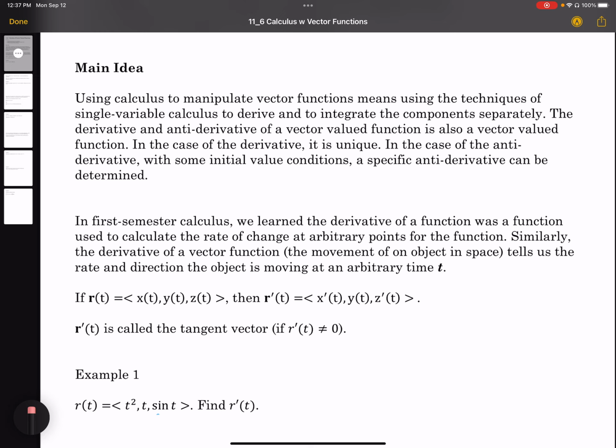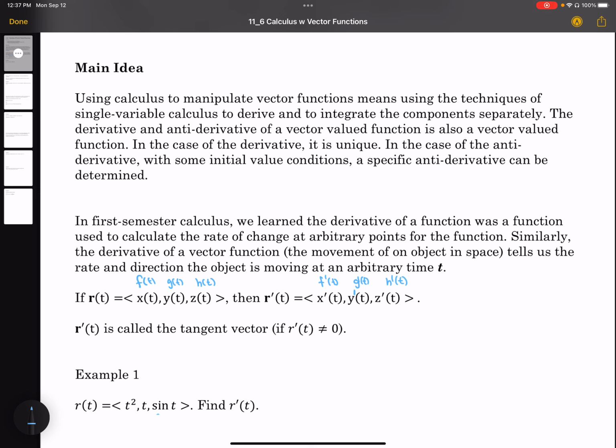If we have a vector function that has the components x(t), y(t), and z(t), then the derivative of that vector function is x prime, y prime, and z prime of t. You may also see this as f of t, g of t, and h of t. And that's just going to mean that we still have the derivatives of each one of those components. But again, the letters are just placeholders.